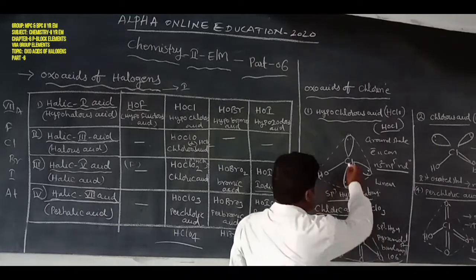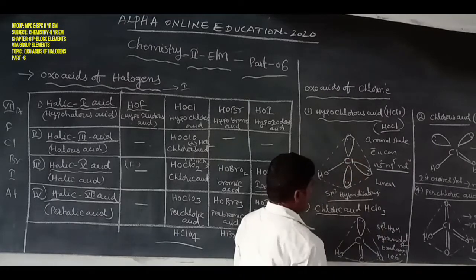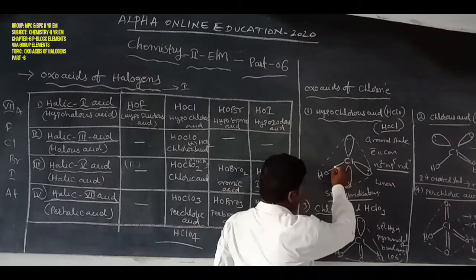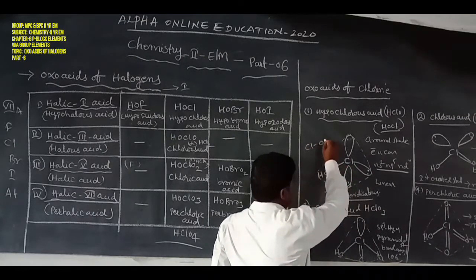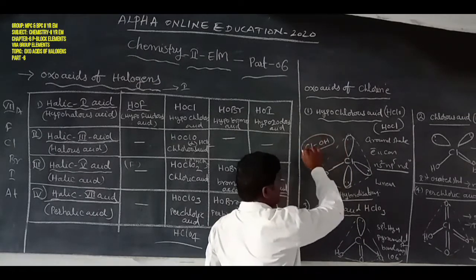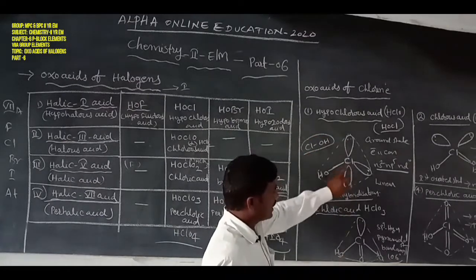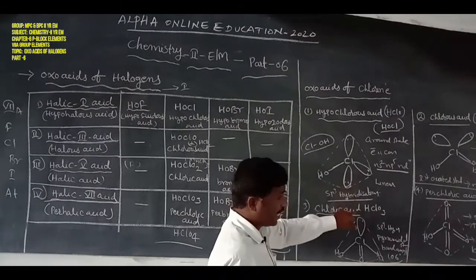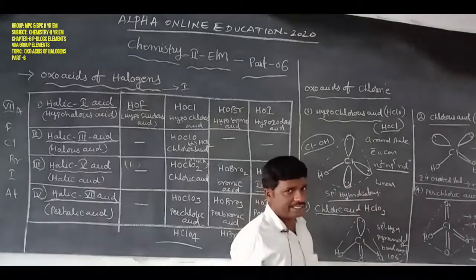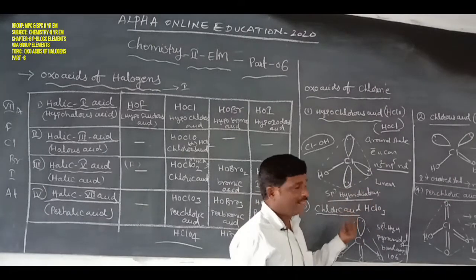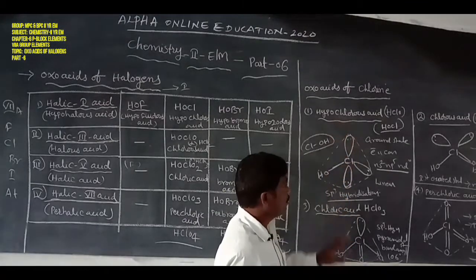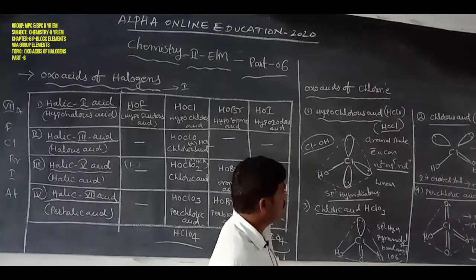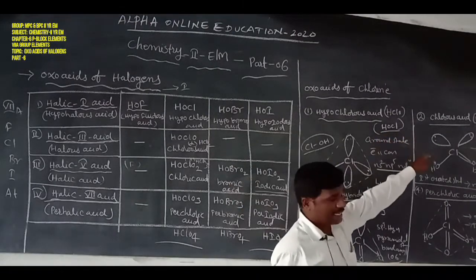So chlorine is the central atom. It has 3 lone pairs. Chlorine is bonded with 1 OH, a hydroxy group. The chlorine central atom undergoes sp3 hybridization, and the structure is linear. That is hypochlorous acid. Next, the second one is chlorous acid.